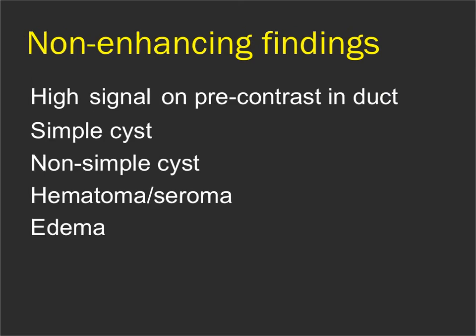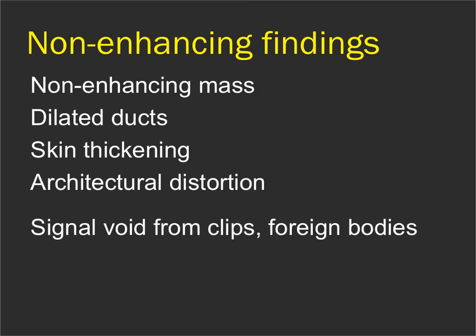If the patient has high signal in the ducts, which we see with secretions in ductal ectasia, whether there are simple or more complicated cysts, whether there's a hematoma or seroma or edema in the breast. You may see masses that are non-enhancing. You may see dilated ducts that contain simple fluid. Skin thickening can be present from a large number of reasons, including post-therapy changes, and whether there is any architectural distortion. Sometimes you can see the architectural distortion best on the non-fat-satted pre-gadolinium images. And then finally, whether any signal voids and clips and their relationship to any mass that you are describing.